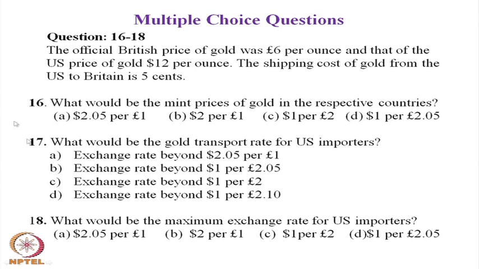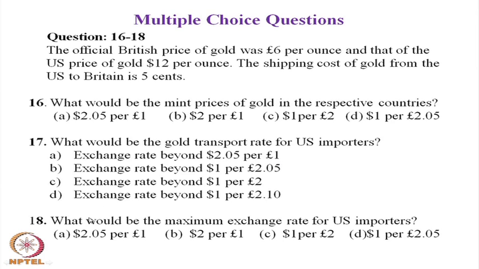So, here the gold transport point for the US importer is $2.05 per pound sterling. The answer is A, $2.05 per pound sterling.